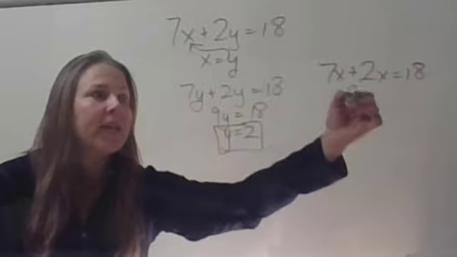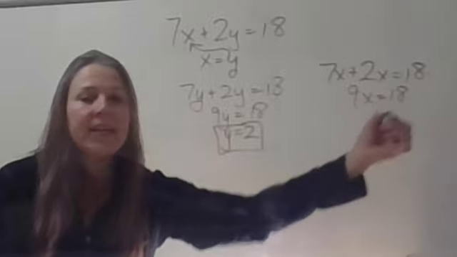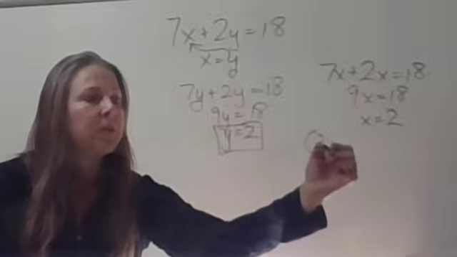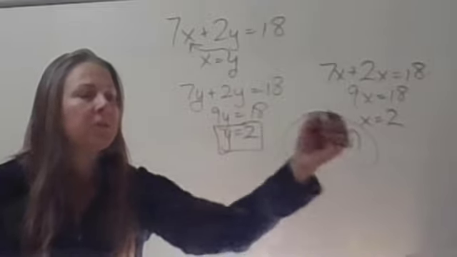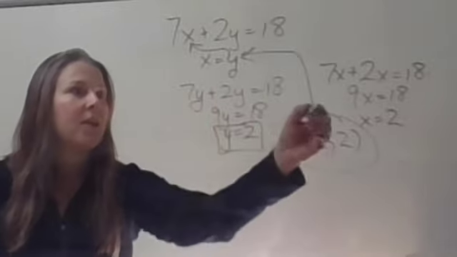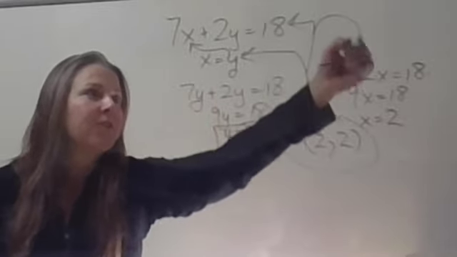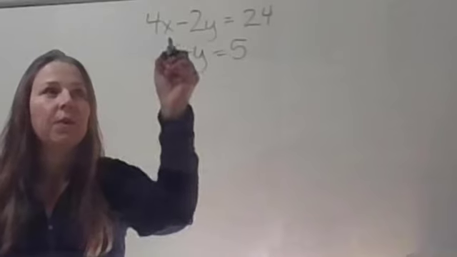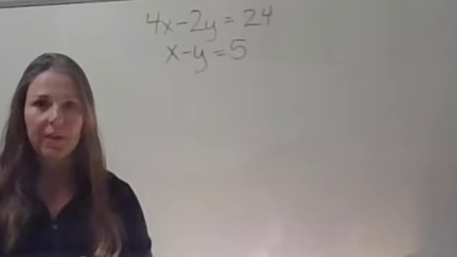That also gives 9x equaling 18. So x is equal to 2. So it looks like our ordered pair point is 2, 2. Well, it definitely works for that one. And we just saw that it works for this one right here. So we're right.